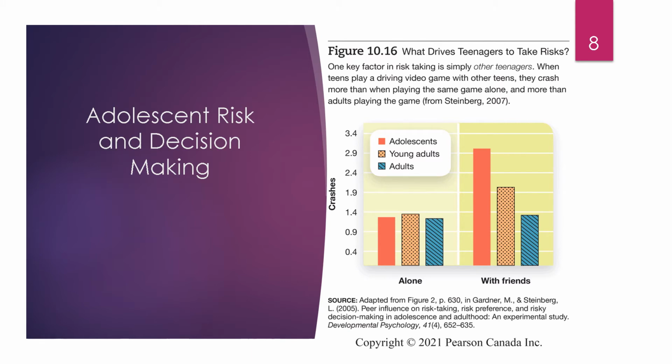If you look at the graphs here, it's over doubled the amount of crashes they're having when they're with their friends rather than when they're alone. And young adults, they're still showing a little bit of an increase, but by the time you reach full adulthood, there's very little difference between whether you're alone or with friends. So it's kind of an indicator of just how powerful that peer influence can be.